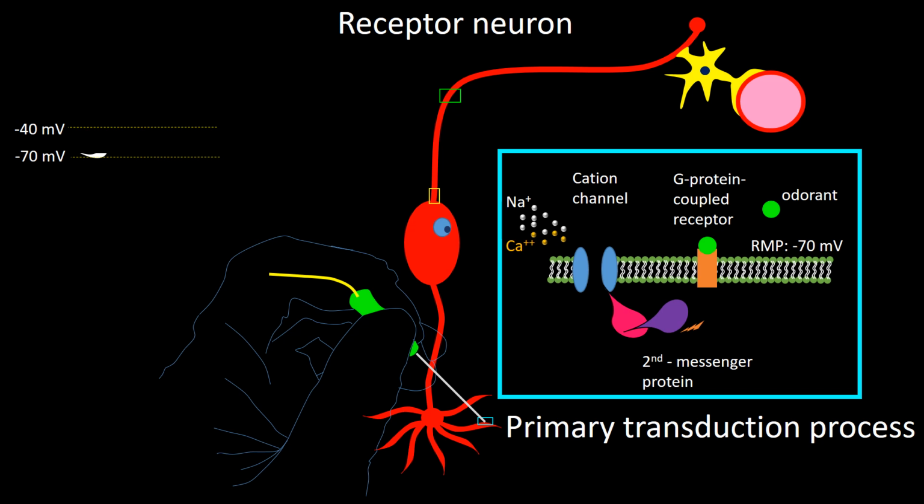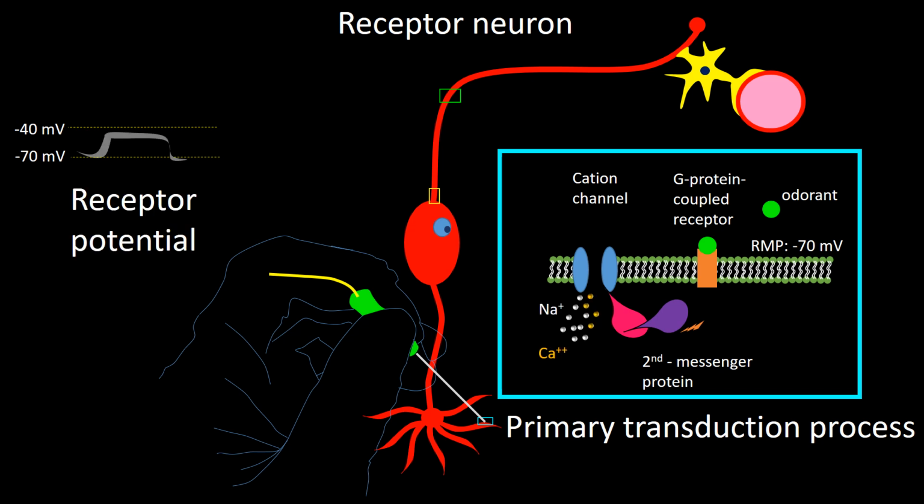Then the cations present outside the cell go across the membrane, generating a receptor potential that may be small, as represented here, or large, as represented here. Whether large or small, the amplitude of the receptor potential is proportional to the intensity of the stimulus, as we will see in the next few frames.